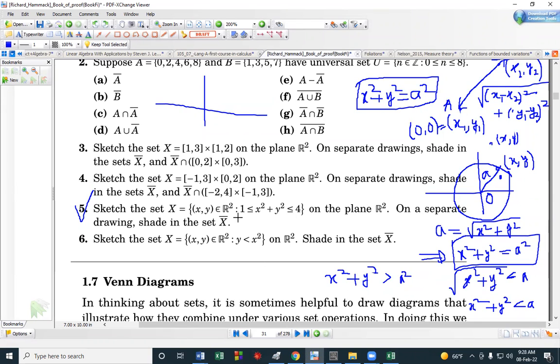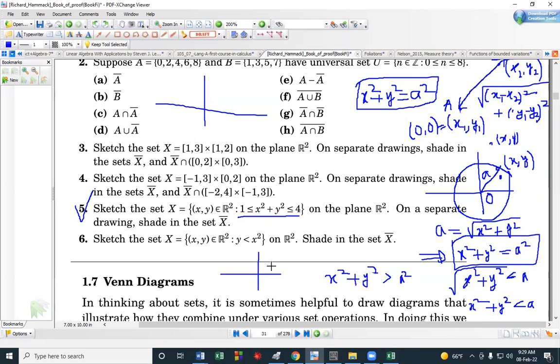So now you can think of this one. It is all points within the circle of radius 2, within and on, because they are using an equality here. And at the same time, these are the xy, or set of ordered pairs or the points, on and outside the circle of radius 1.